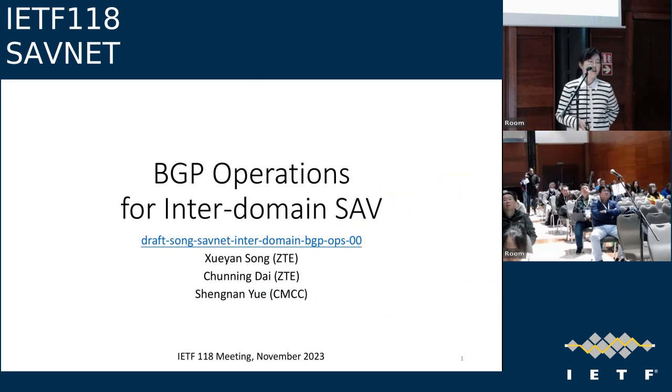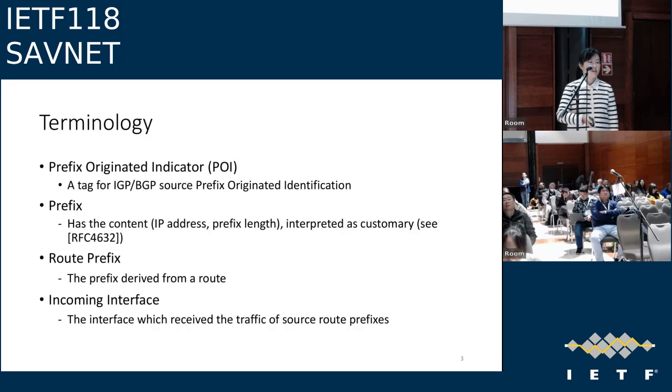This draft is about BGP operations for inter-domain SAV. It's from ZTE and CMCC. In this draft, we also create some new terminologies. I need to mention that this draft resolves the inter-domain SAV in a different way from our last draft, but we use a similar method to address SAV in the inter-domain network.